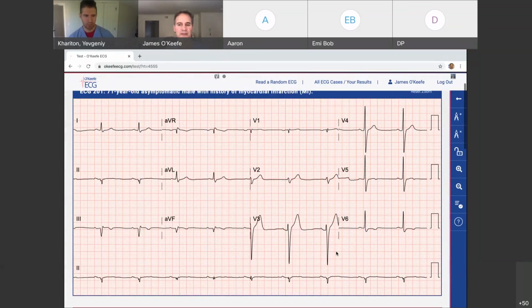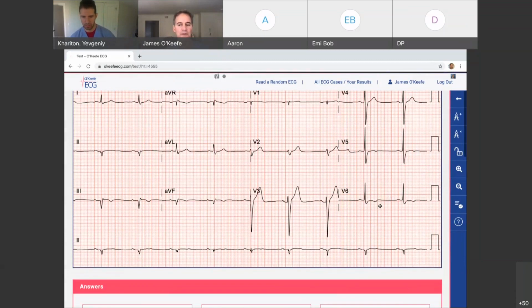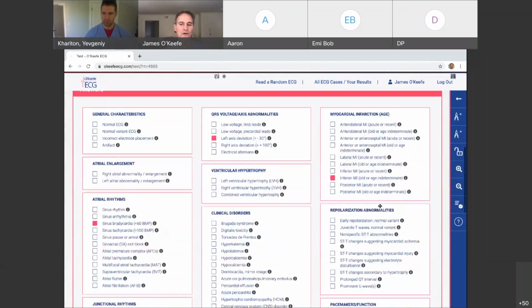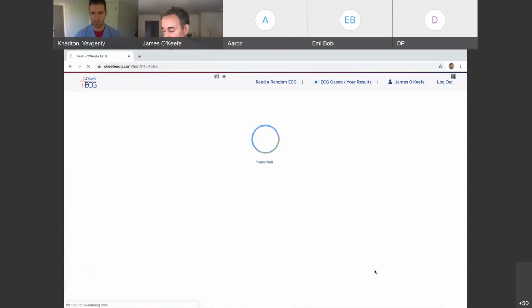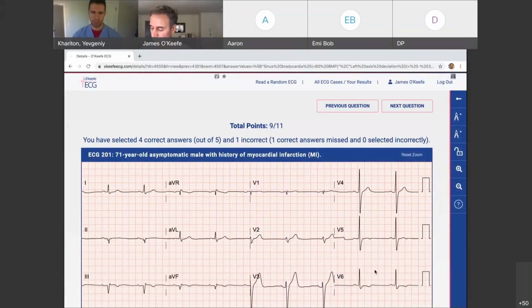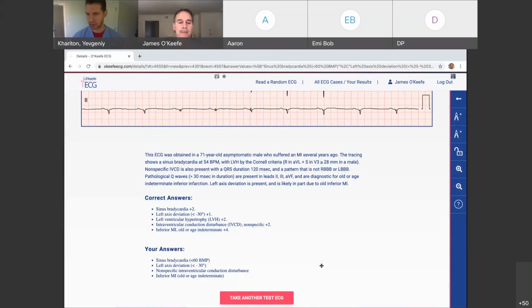There's some non-specific STT changes here. You're right, it doesn't quite meet LVH. I'm not sure you'd code those. That's not the important part of this ECG. Do we call left axis in the setting of inferior MI, Dr. O'Keefe? You can call it. In this case, you get 1 point for it.